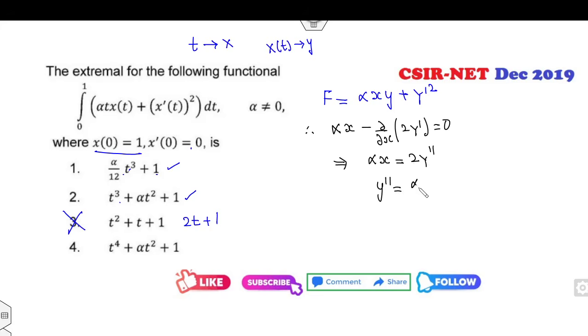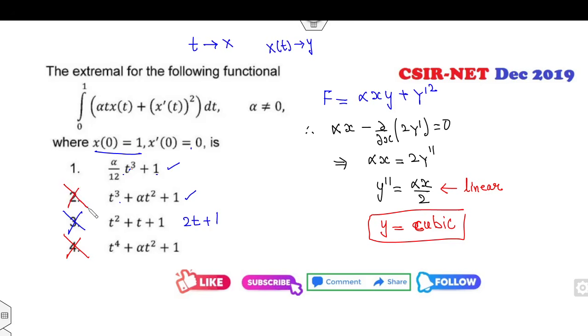Y double dash will be my alpha x by 2. So you can see y double dash is my linear equation, so that means y will be my cubic equation. Then only the second derivative will be my linear, so that means cubic equation. This fourth derivative option is cancelled. Now out of these two options, we will see whose derivative will be alpha x by 2. Clearly this option is cancelled out because there is no denominator part.